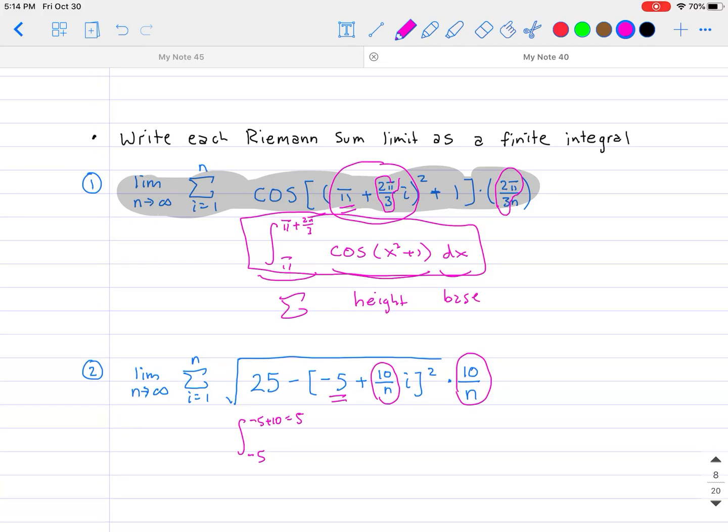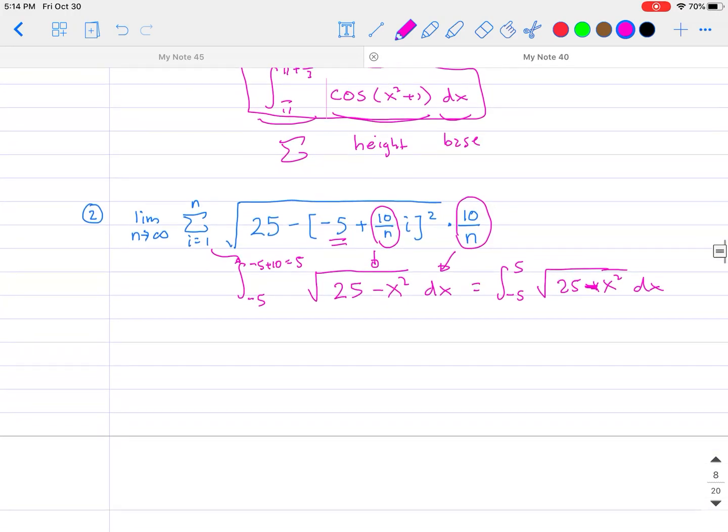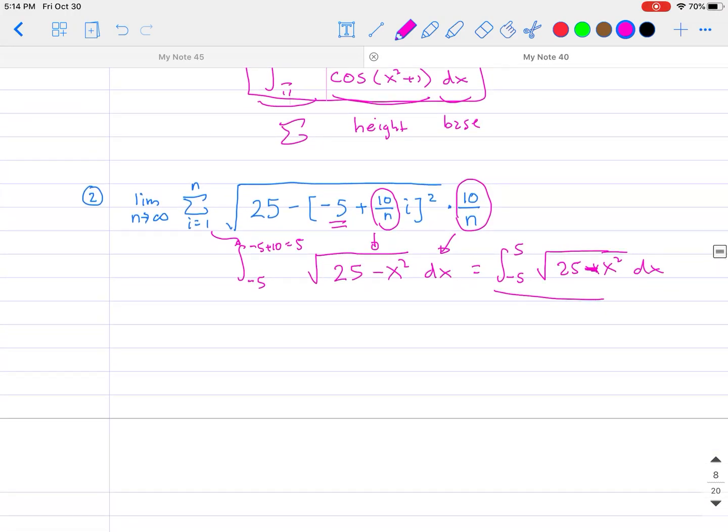So the 10/n is telling me that the base is going to be 10. Well, -5 plus 10, right? So that's going to be 5 then. So we're going to go ahead and end at 5, start at negative 5. My function is going to be the square root of 25 minus x squared and then dx. So once again, this matches here, and this right here matches right there. So there it is. That's going to be my answer. So it's saying find the area under the curve from negative 5 to 5 of the square root of 25 minus x squared dx. Oops, sorry, my handwriting's really nasty.